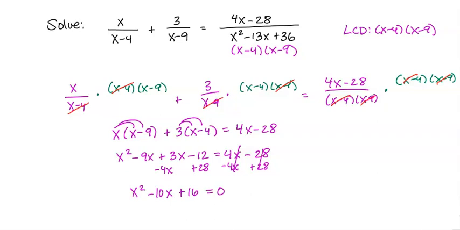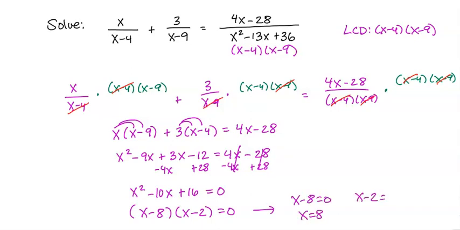Factoring is probably your best bet for solving this one, though the quadratic formula and completing the square would also work out here. So numbers that multiply to positive 16 but add to negative 10, we can do an x minus 8 times an x minus 2 equals 0. So we end up with two solutions. If x minus 8 equals 0, we get x equals 8. If x minus 2 equals 0, we get x equals 2.